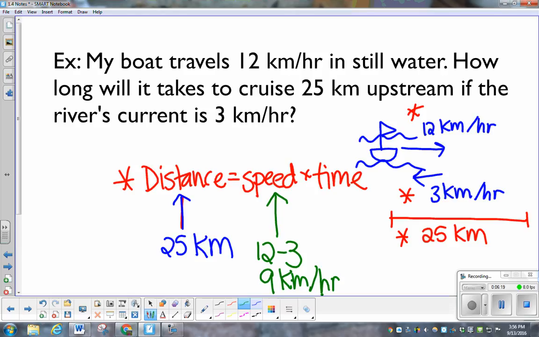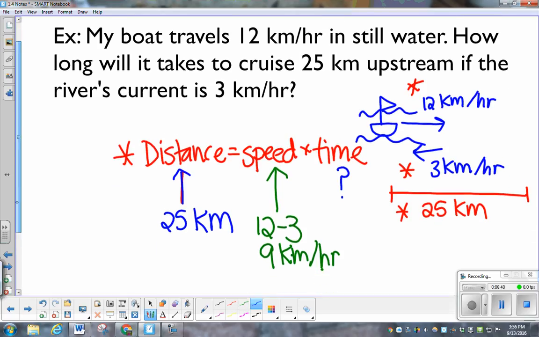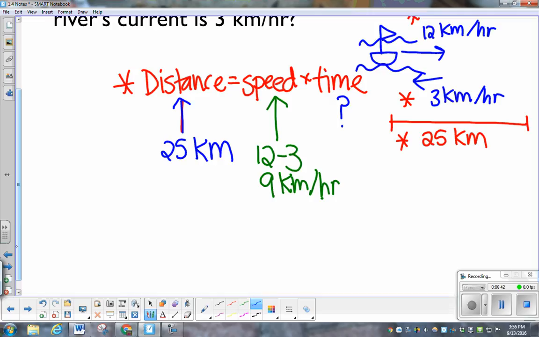And our time is what we don't know. Okay, it said how long will it take? So we don't know the time, so I'm going to put a question mark there for now. So now let's go ahead and really translate this into mathematical language. And just so you know, as we're writing this, hopefully we're checking that all of those units are the same. So we're in kilometers and kilometers per hour every time, so we're good in terms of units right now. If one of those things had been in meters or miles, we would need to change our units a little bit.